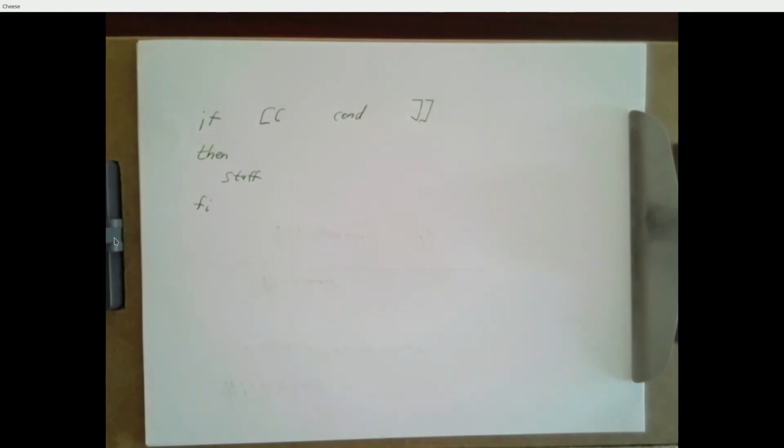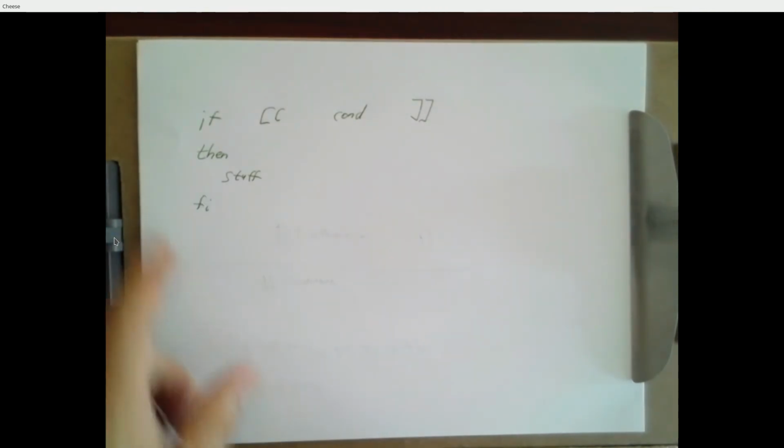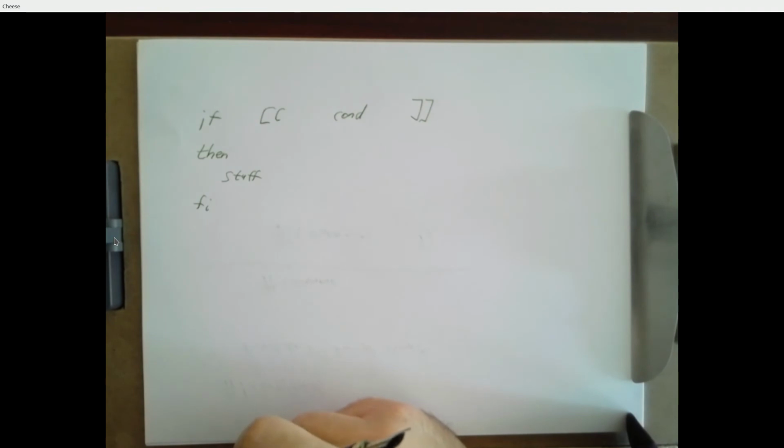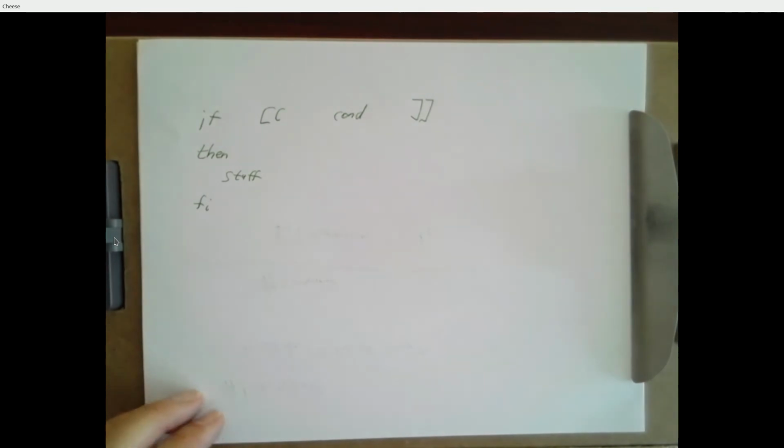Two square brackets, with no space in between them, but spaces on either side. What was the fi? That's the end of the if. So it goes with the then. Then has to go on a new line, right underneath it. You can have blank lines, and leading spaces are ignored.